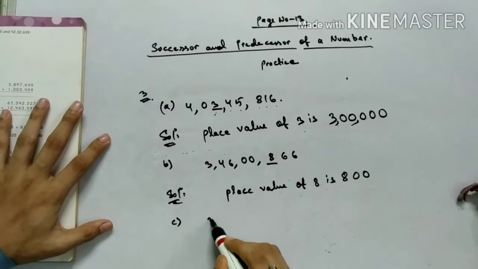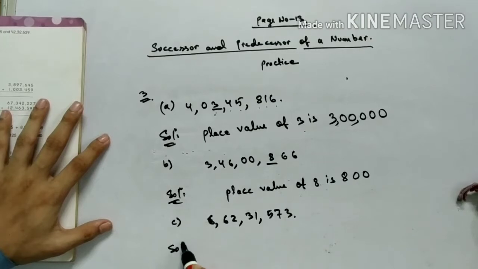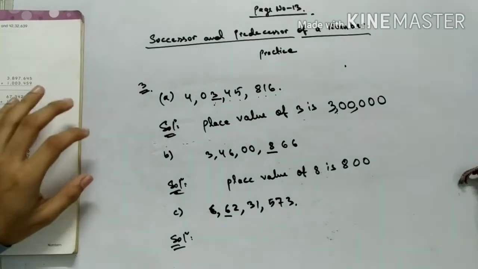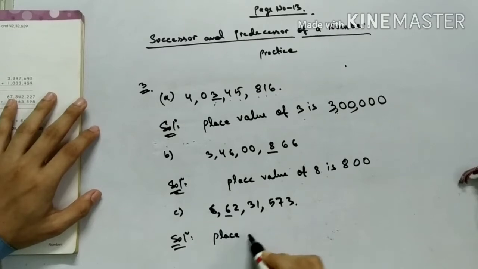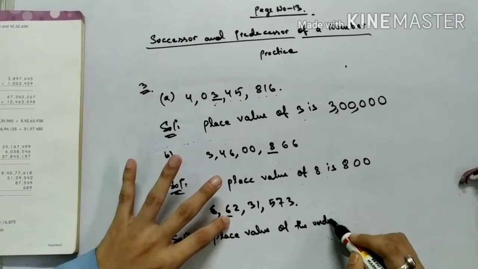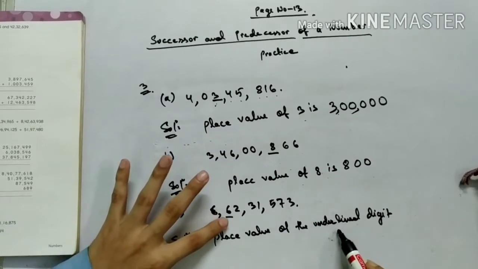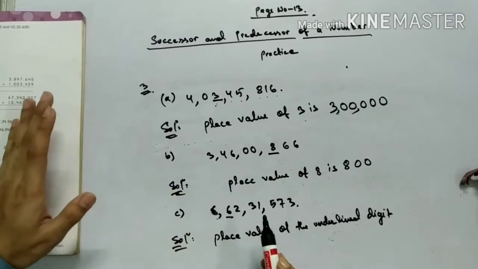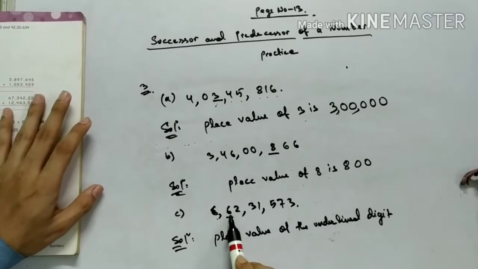Next, you see number C, 6,62,31,573. Here, this 6 is underlined. Since 2 sixes are there, I will write the place value of the underlined digit. Because if I write place value of 6, it does not mean which 6 I am saying, this 6 or this 6. So I will write place value of the underlined digit. That means the place value of this 6.